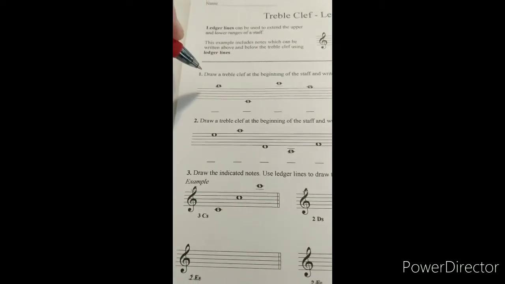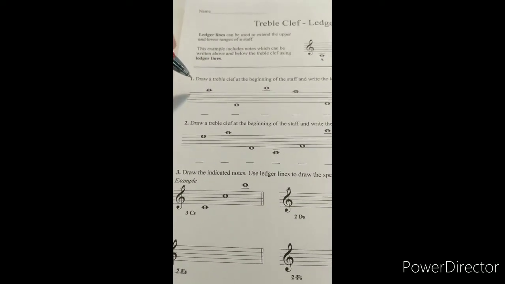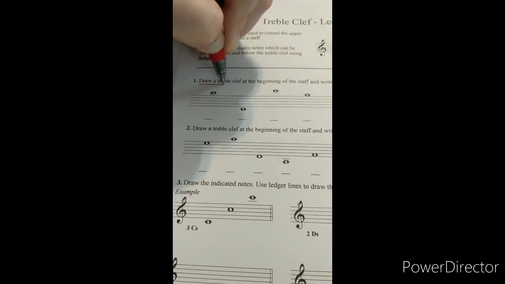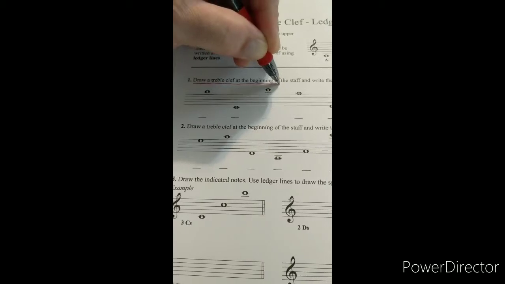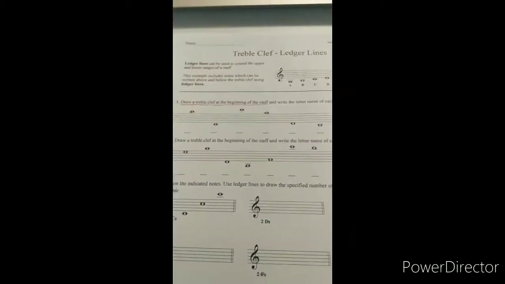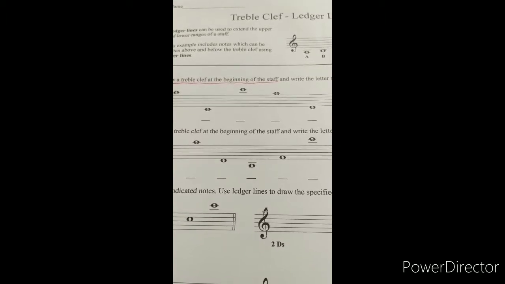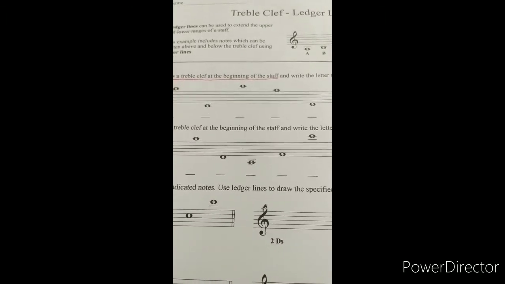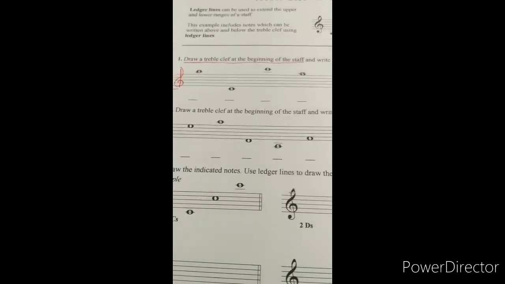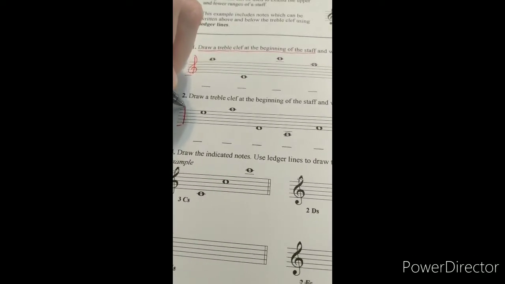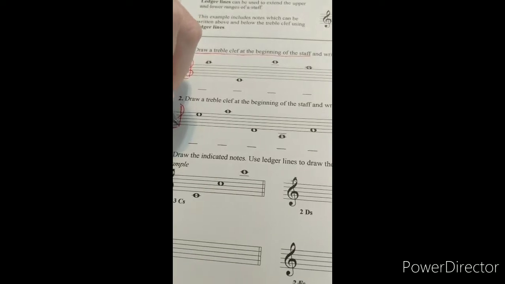Now, when we look at the directions, starting on line 1, it says, draw a treble clef at the beginning of the staff. So please don't forget that, because that's worth a point. So we put our treble clef at the beginning of the staff. And we don't want to forget that on line 2 either. So go ahead while you're thinking about it and draw it in.